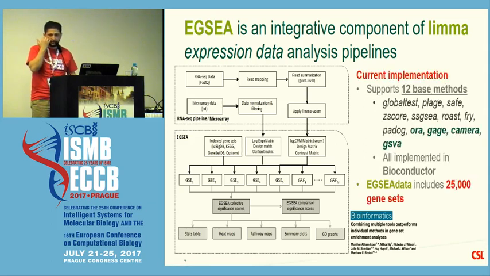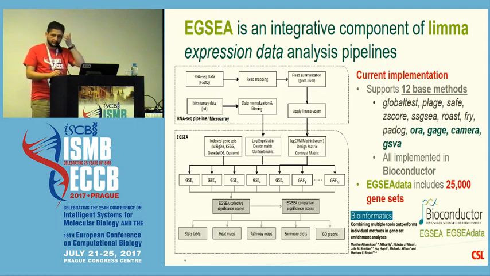Currently, as I mentioned, we have 12 base methods. We can add more, depending on whether we find methods worth adding. We also developed another package called ECCB data, which aims to collect gene set signatures from the literature, mainly from MSigDB, GeneSetDB, and KEGG pathways. Currently, it includes more than 25,000 gene sets. Both packages, ECCB and ECCB data, are in the Bioconductor open source project.